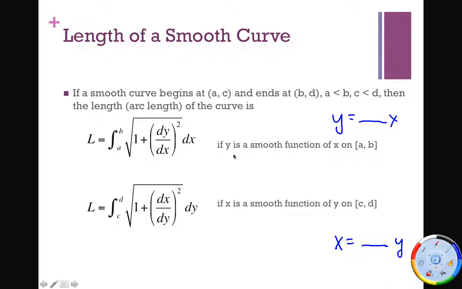So on this version, the top version here, if y is a smooth curve, a function of x on the interval from A to B, this is the x, right? X is on the interval from A to B. You notice that y is on the interval from C to D, and that kind of makes sense with the two points that were given here.